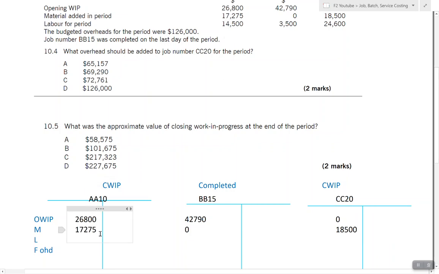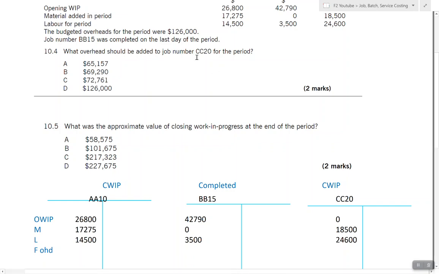Labor 14,500, 3,500, 24,600. Budgeted overheads for the period were 126,000. Job number BB15 was completed on the last day of period. What overhead should be added to the job?